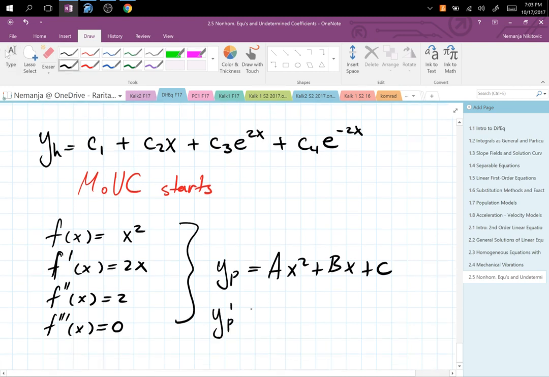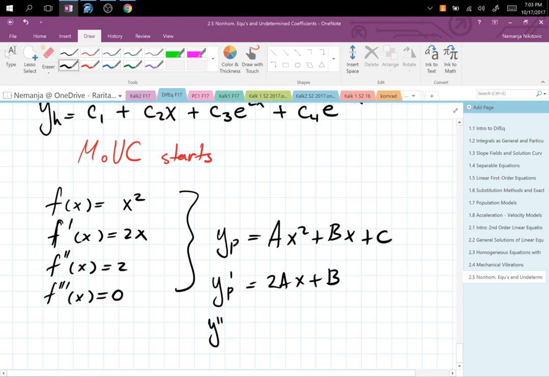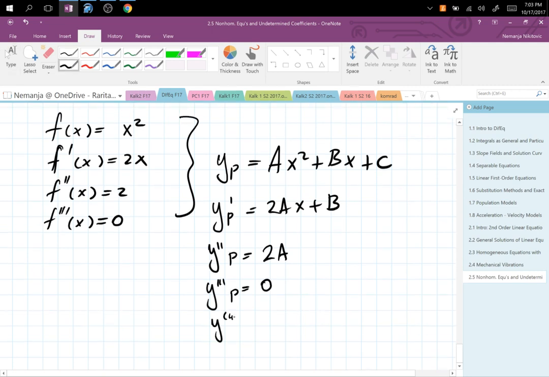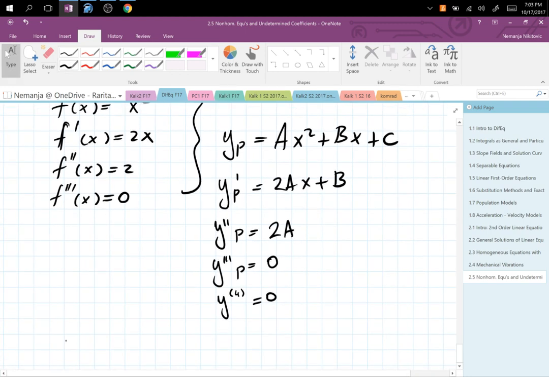So y p prime is 2ax plus b. y p double prime is 2a. y p triple prime is 0. And y p to the 4th is 0. Plug this into the differential equation. We are working on problem 36. So 0 minus 4 times 2a is equal to x squared.